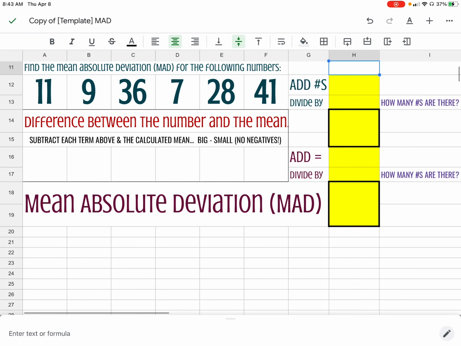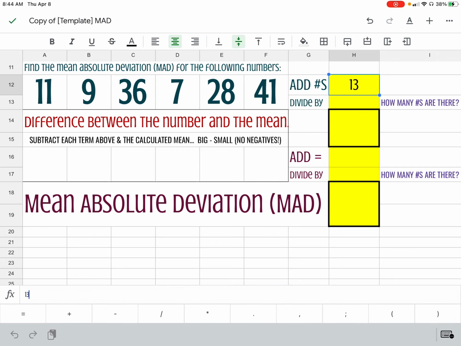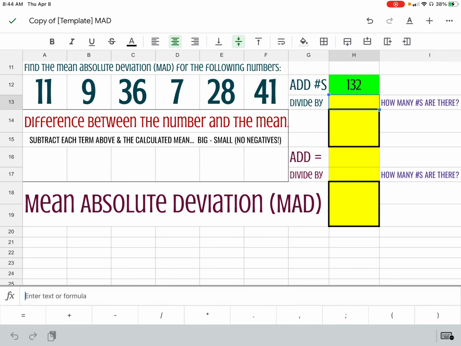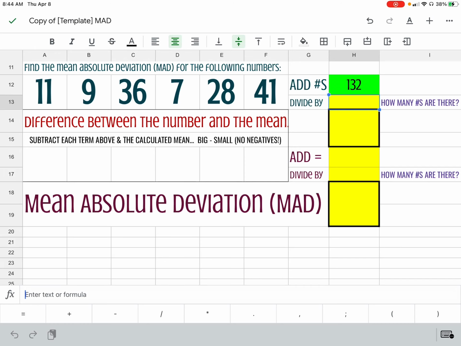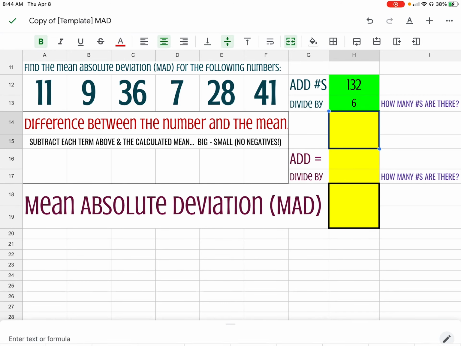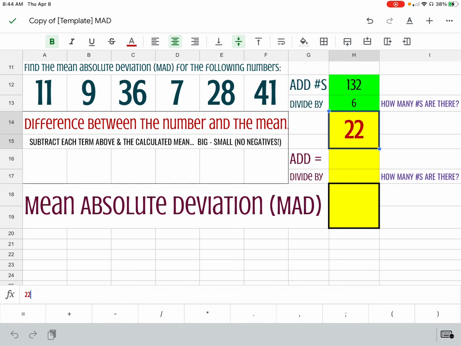On this last example, we're going to add them up. So 11 plus 9 plus 36 plus 7 plus 28 plus 41 is going to be 132. And here we're going to be dividing this one by 6 because we have 6 numbers. And when we divide it by 6, we get a mean value, or an average value, of 22.